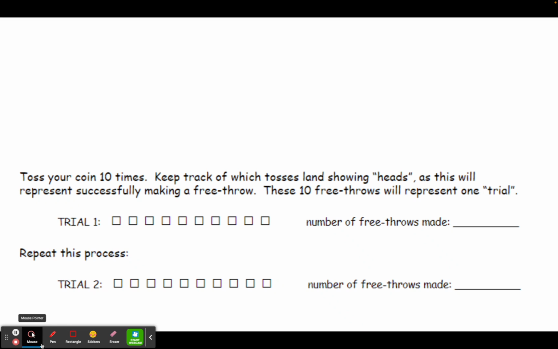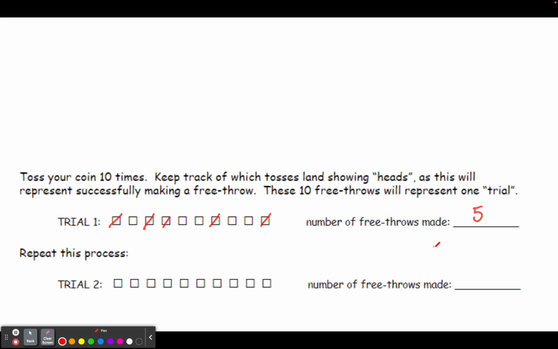So let's say, for example, when you take your coin, the first time you toss it, it lands showing heads. So we'll mark that as making a free throw. And then maybe the second toss is tails. And then we have heads, and then tails and tails. And then maybe we get heads and tails and tails. And the last one lands showing heads. So notice in this case, if I count those up, I have 1, 2, 3, 4, 5. And she actually made 50% or 5 out of 10.